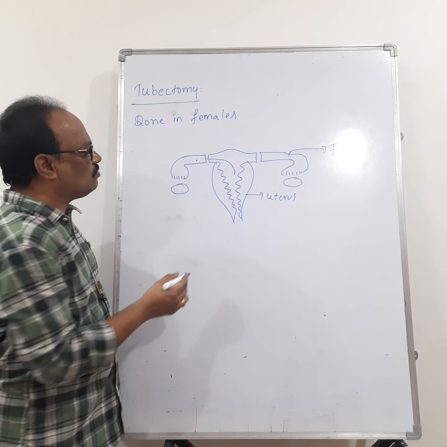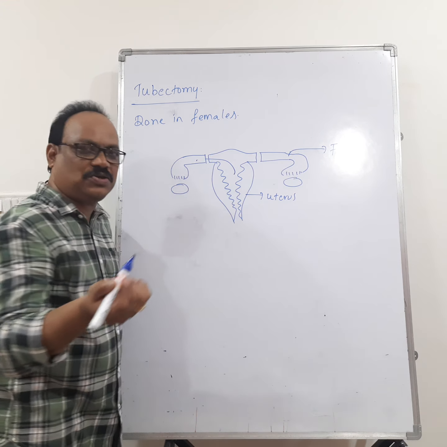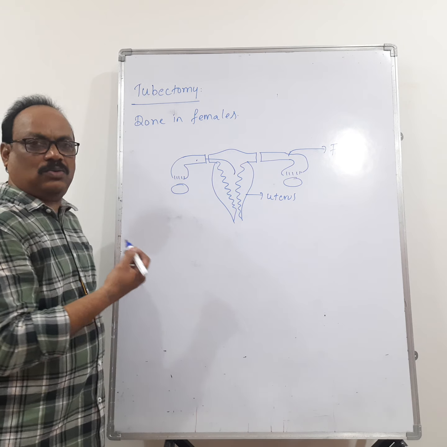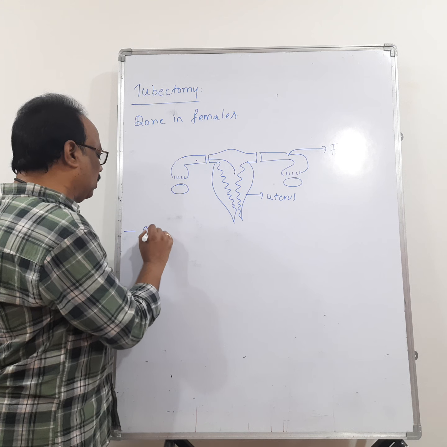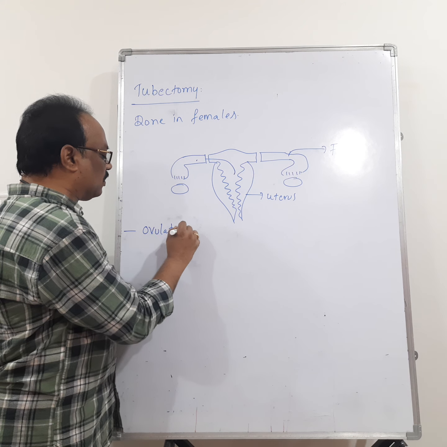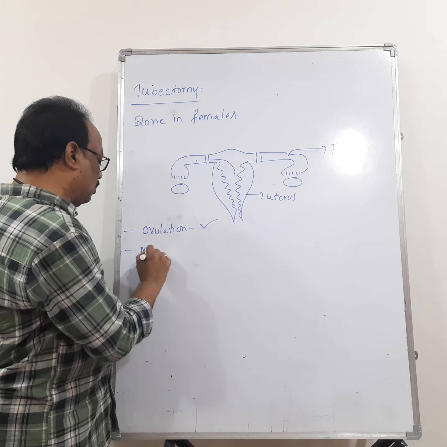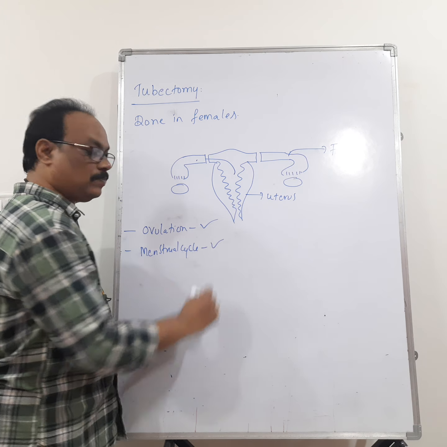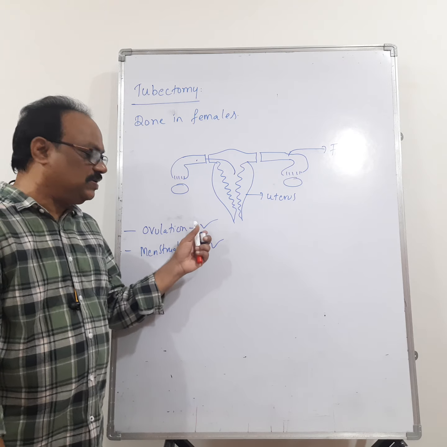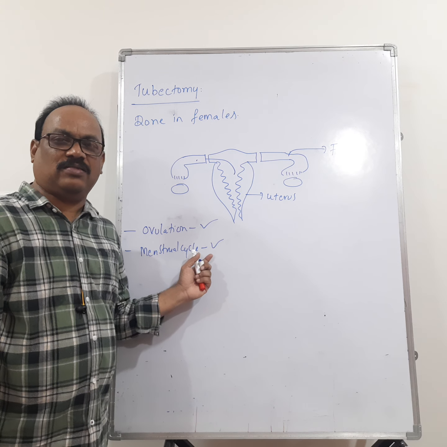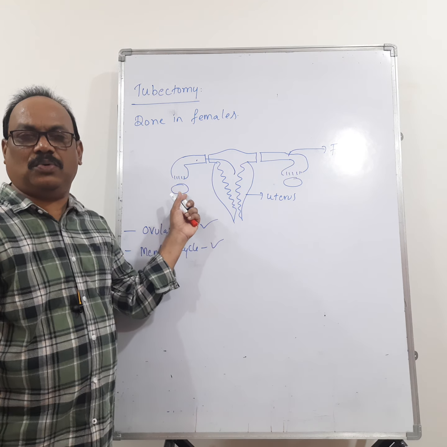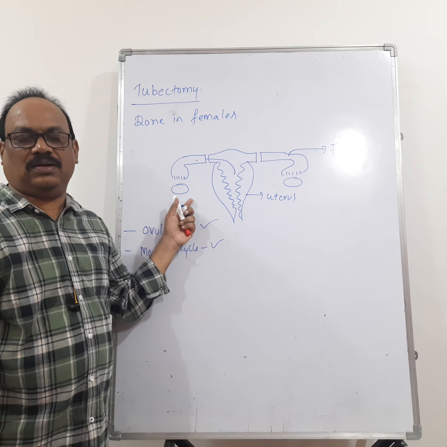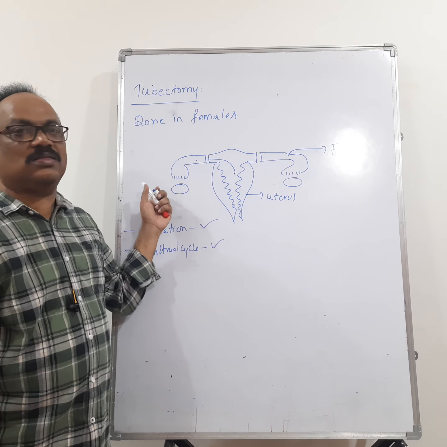When the sperms do not enter here, fertilization does not take place. So a woman who has undergone tubectomy, in that woman the ovulation occurs, and the menstrual cycle also occurs. You understand that? Ovulation takes place, menstrual cycle takes place, but the sperm cannot reach the ova. In this way, fertilization is prevented. So this is about the surgical methods.